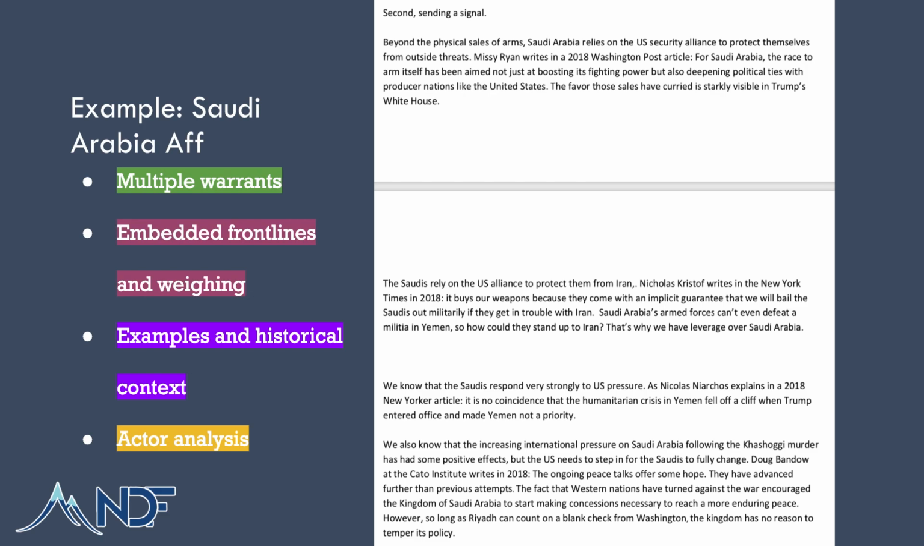We also know that the increasing international pressure on Saudi Arabia following the Khashoggi murder has had some positive effects, but the U.S. must step in for the Saudis to fully change. Doug Bandow at the Cato Institute writes in 2018, the ongoing peace talks offer some hope. They have advanced further than previous attempts. The fact that Western nations have turned against the war encouraged Saudi Arabia to start making concessions necessary to reach a more enduring peace. However, so long as we count on a blank check from Washington, the kingdom has no reason to temper its policy.